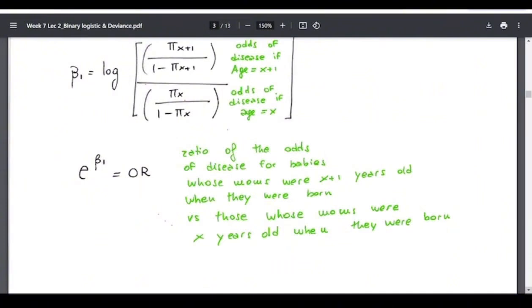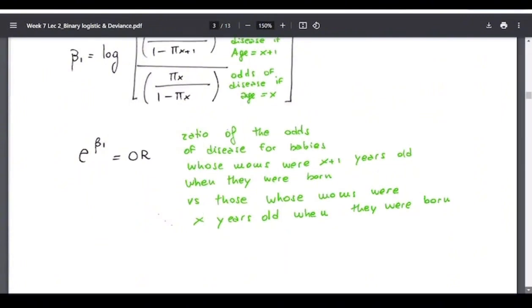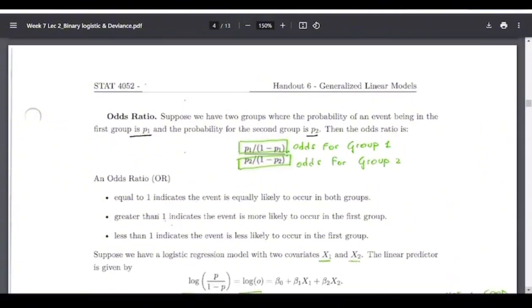The predictor is age. Now, how am I going to ask? I'm going to say the ratio of the odds of the disease for babies whose moms were X plus 1 years old when they were born versus those whose moms were X years old when they were born. Because I only consider X and X plus 1. Does that make sense? That is what that interpretation is talking about. And this is the odds ratio.